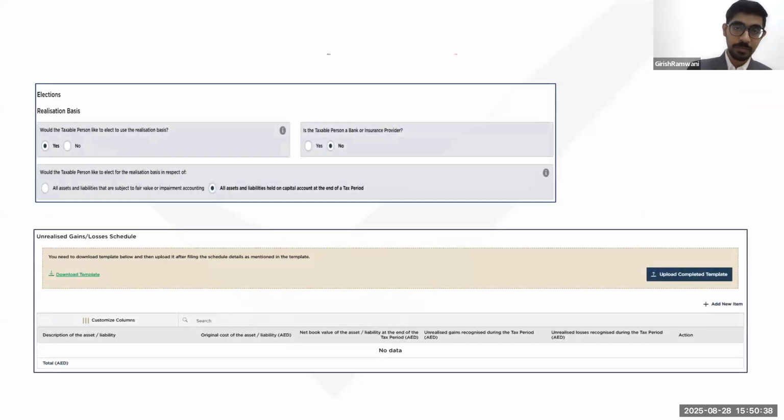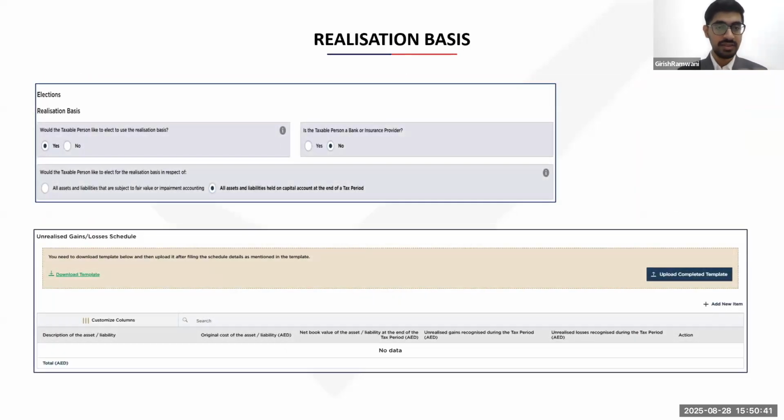Now coming to the tax return. In the tax return, you will see that the same options are going to come. First, they are going to ask whether you want to go with the realization basis or not. You can select no or yes. If you just want to go with the default position, that is unrealization basis, you can select no. However, if you want to go with the realization basis, please select yes. Again, realization basis benefit is not available for banks and insurance providers. So if you select yes, the two options of realization basis are going to come. One is for all your assets and liabilities, and the second one is only for the assets and liabilities which are held on capital account.